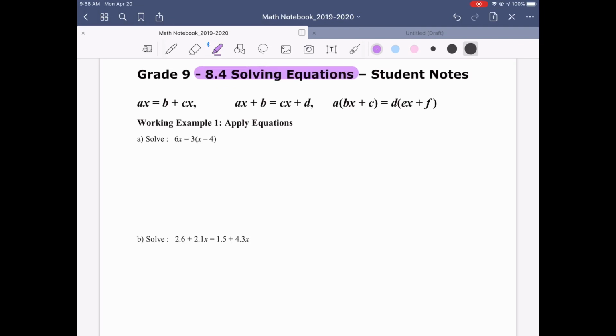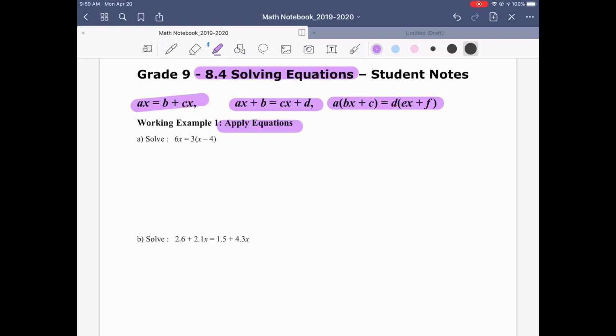Today we're going to go into the last section of chapter 8, which is 8.4, solving equations. This is going to be dealing with word problems and more complicated equations like these three examples right here. We're going to be applying our equations into other situations, and more complicated situations than we've had before.